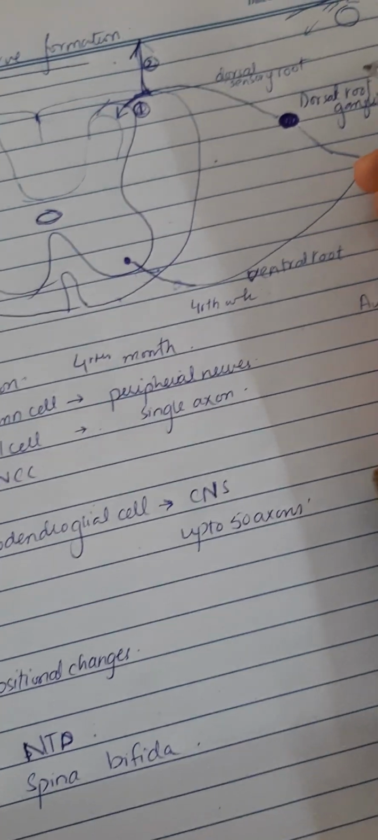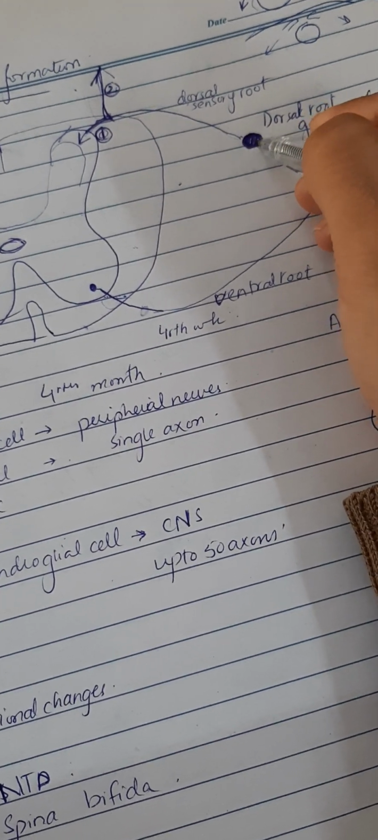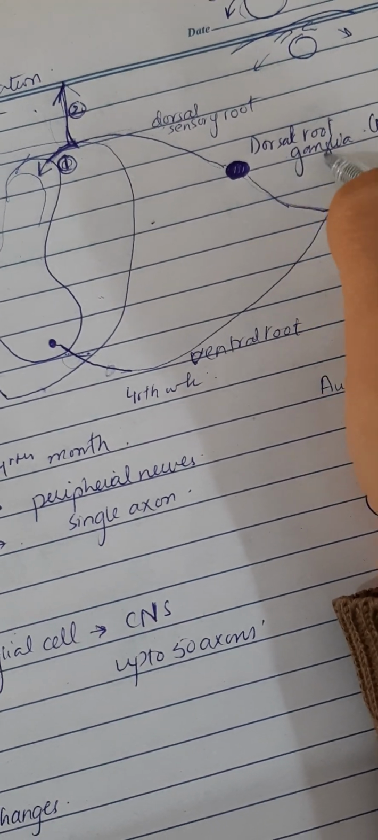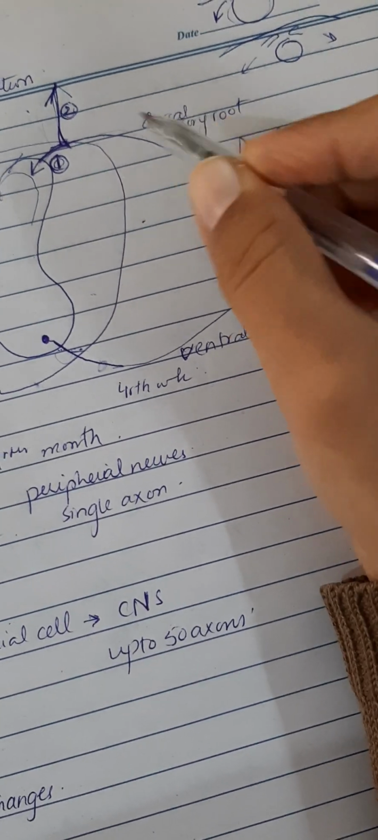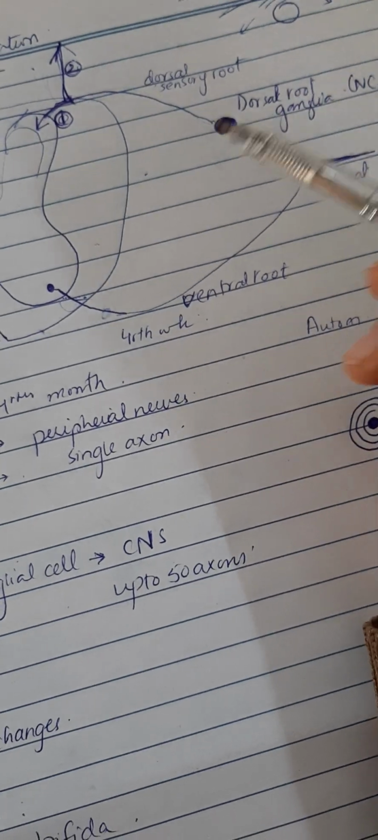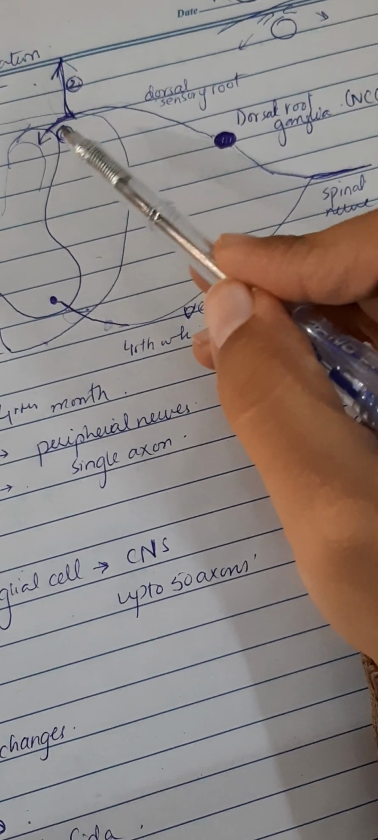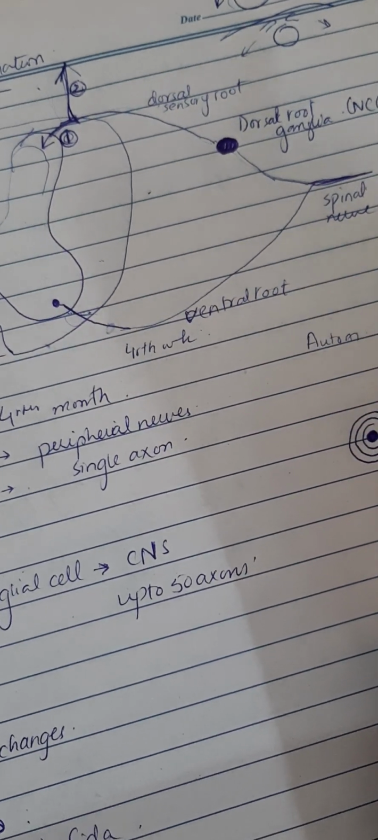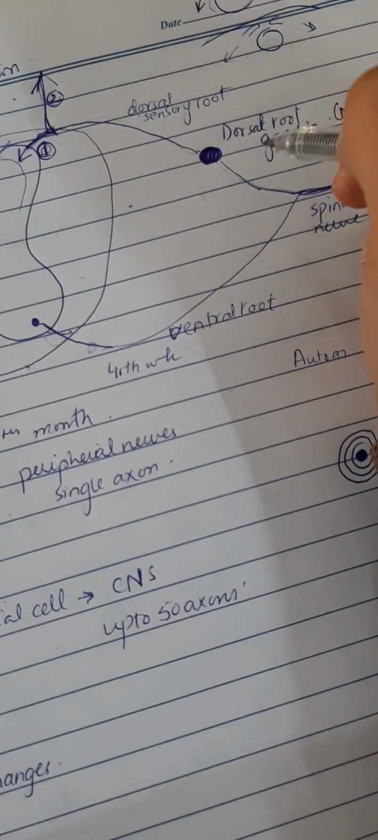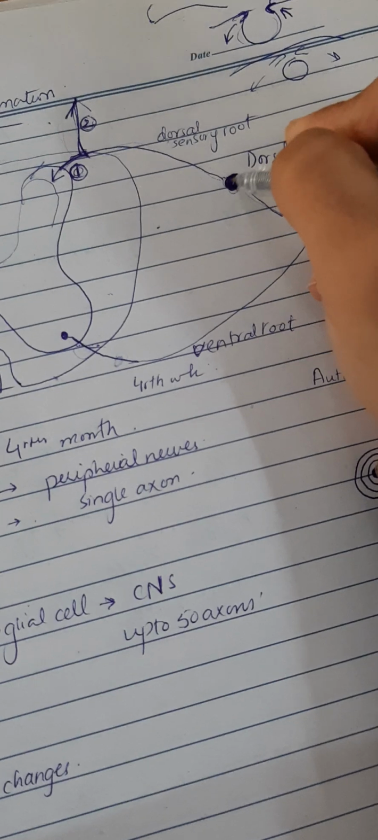सबसे पहले what happens, this neural crest cell is going to migrate laterally and it is going to give rise to this dorsal root ganglion, right? Dorsal root ganglion. ठीक है, आपको पता है ना spinal nerve general anatomy में we know that we have a dorsal root ganglion, we have this dorsal sensory root, we have a ventral root, motor root, and both of them join to form a spinal nerve.